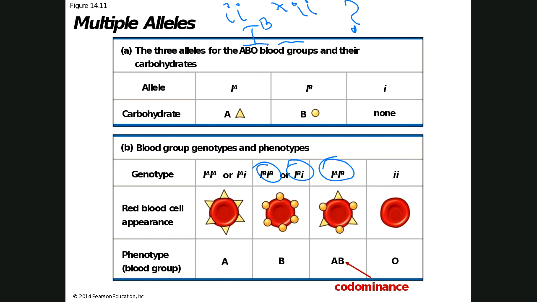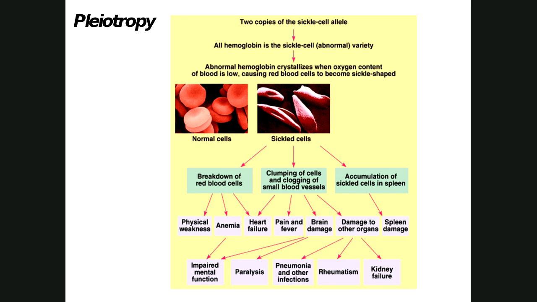Some questions on that. Let's see how many more slides. We can do one more at least. All right, pleiotropy. Pleiotropy is defined when one genetic trait influences many phenotypic traits. So having one genetic trait influences the organism's body in many different ways.